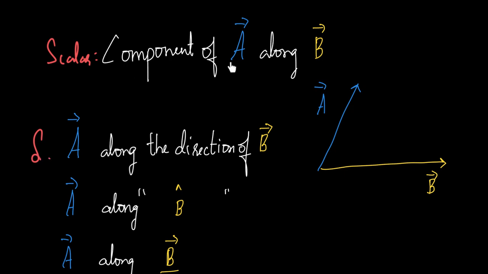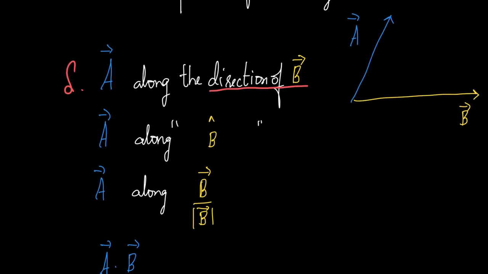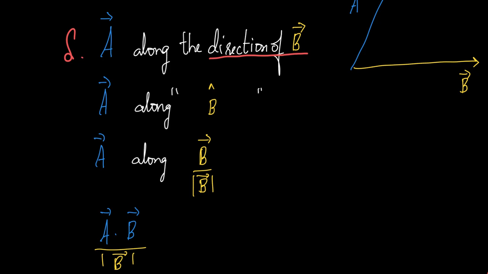So the scalar component of vector A along vector B can be understood as the scalar component of vector A along the direction of vector B, right? Along B implies along the direction of vector B. Now, what is the direction of vector B? It is B cap. So along the direction of vector B means along B cap.